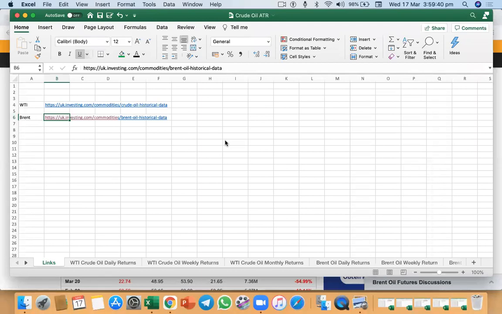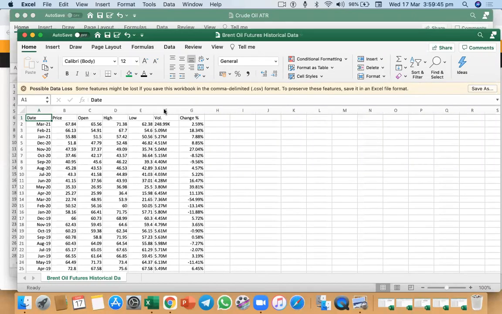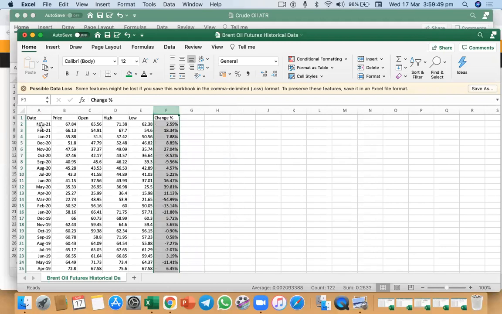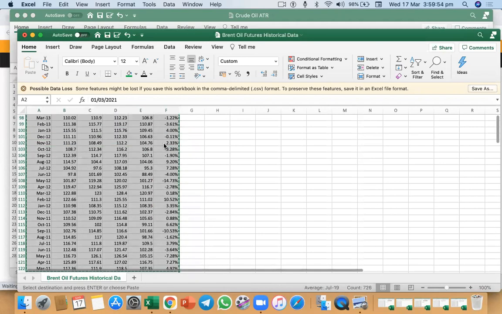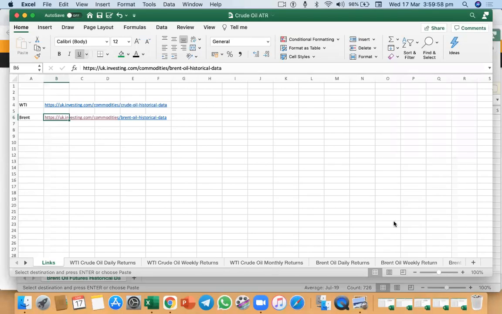The data downloads. You don't want to keep column F, so get rid of the volume for some of the downloads. Get rid of the volume, highlight all the rest, press Control, Command down to highlight all the data, press C to copy, and go over to the Brent crude oil monthly chart, because we just downloaded the monthly data.